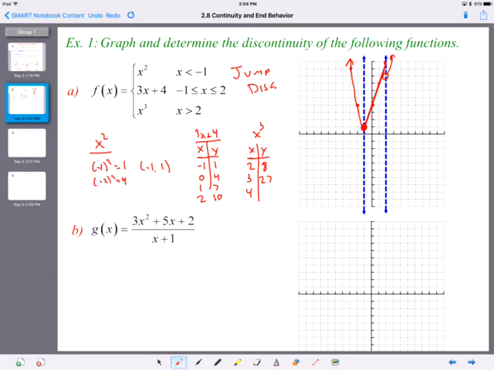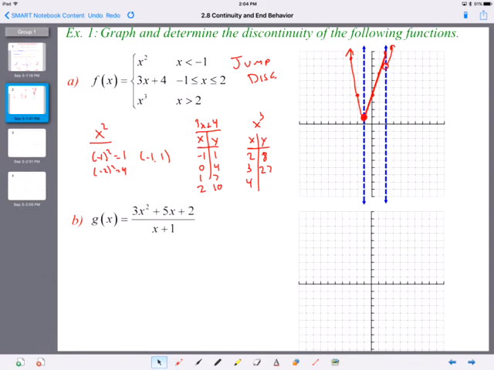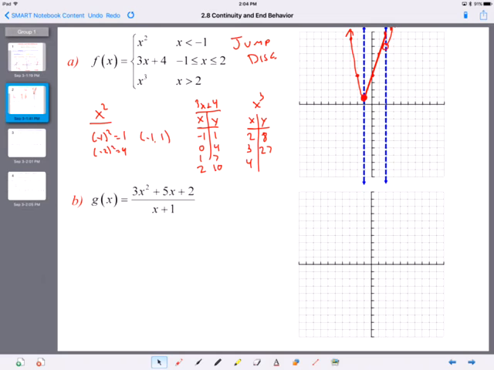Okay. Piecewise function can also be continuous, so don't just assume that it's going to be a jump discontinuity with piecewise. Let's go ahead and look at part B. We have g of x equals 3x squared plus 5x plus 2 over x plus 1. We first want to go ahead and factor this one. So I'm going to use my guess and check method. I know it has to be 3x plus something and x plus something. Now factors of 2, it's 2 and 1, so I don't have very many options here.